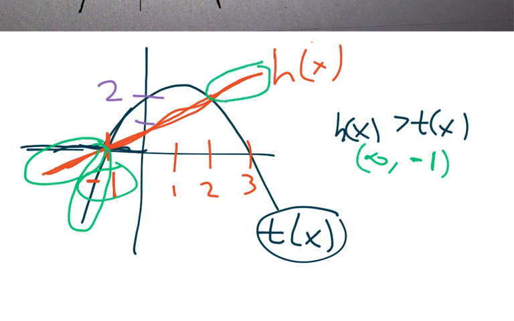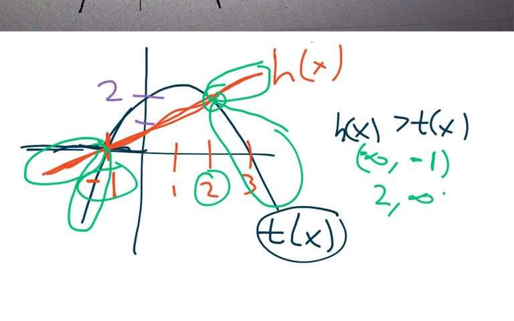Also notice over here, h of x in red is higher than t of x black below it. So this point right there is at x equals 2. So I would say from 2 to positive infinity, h of x is greater than t of x. But now, stay with me, guys. What happens if they ask you, when is t of x greater than h of x? Again, I want to look where the black t of x is higher than the red h of x. And that is right in between here, isn't it?